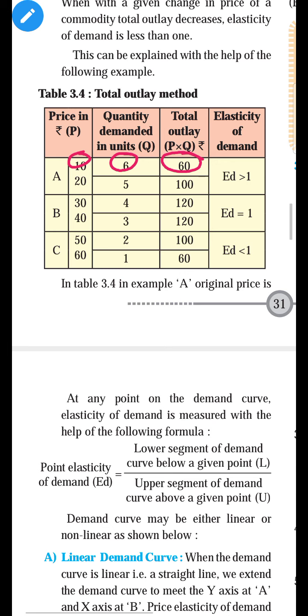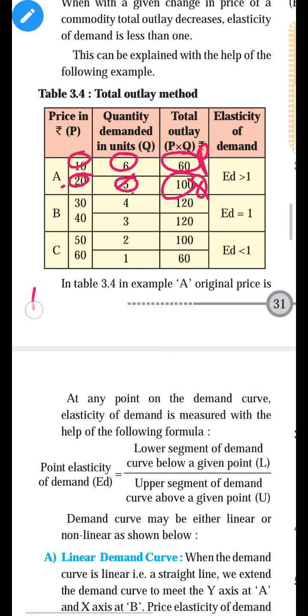And when the price increases from 10 to 20, the demand decreases, that is 5 kg. So how to get the outlay? 20 into 5 is equal to 100. So here the value of Q is 100 and the value of P is 60. So according to these numbers, find out the elasticity.